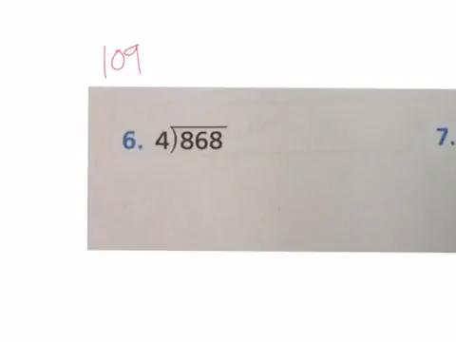But this isn't really an 8, it's really 200. So 4 goes into 800 200 times. 4 times 200 is 800. Okay, go ahead and subtract. Now we only have 68 left to split up. We've already made 200 groups of 4.